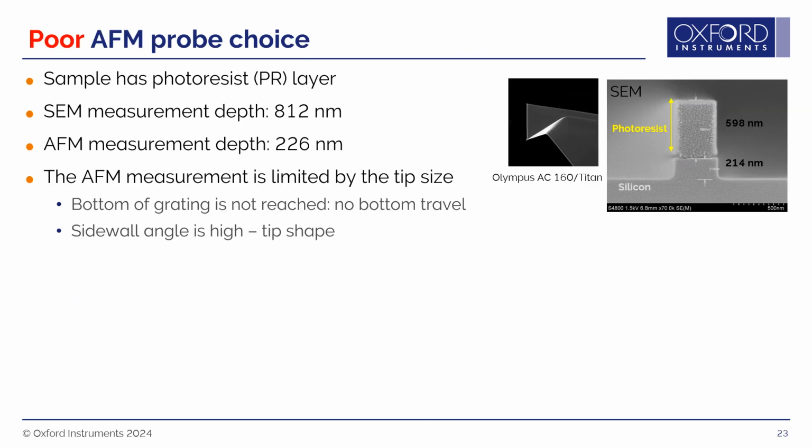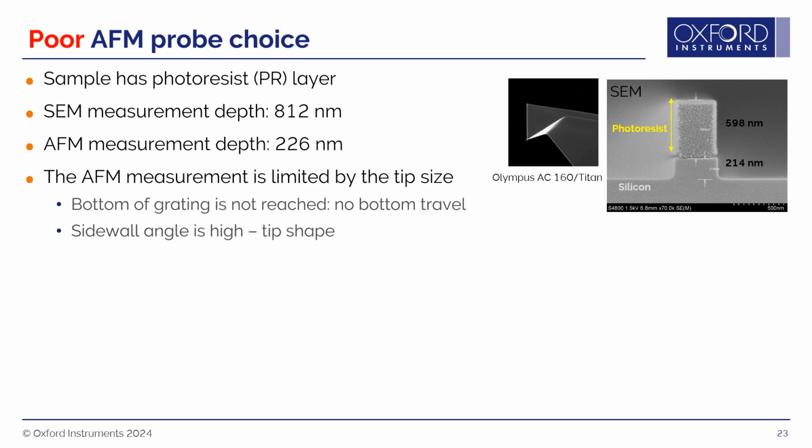In this next example, we directly compare data obtained with an AFM probe that was poorly matched to the sample features with data obtained using an AFM probe that was well matched. The sample here is a diffraction grating with a repeating pattern of trenches. It is a silicon base with a layer of photoresist material on top of it. The expected dimensions are about 812 nanometers in depth and 300 nanometers width.